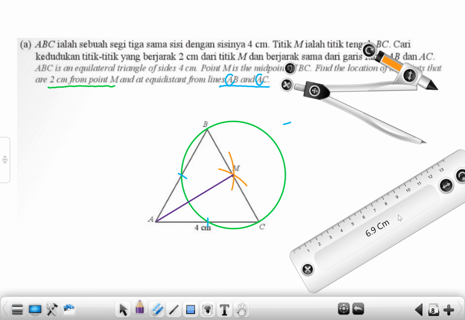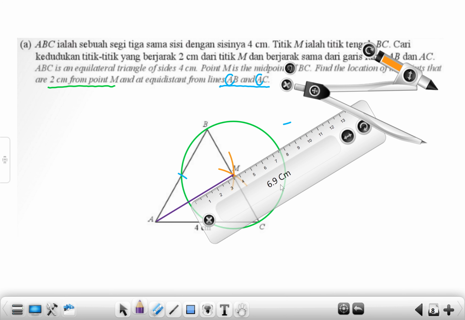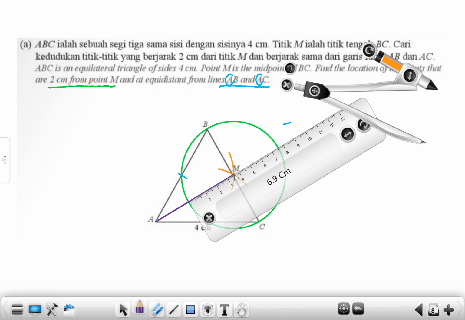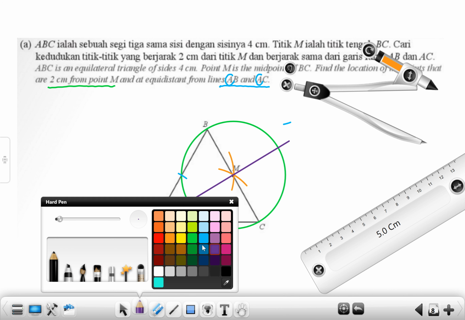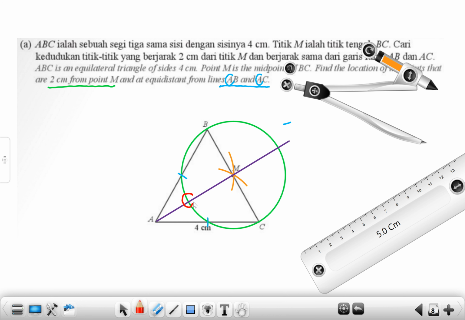So where is the intersection of the two loci? How many intersections do you have in the diagram? If you extend your locus over here, you are going to get another one at the back there, isn't it? But for the answer, only one here. Where is our intersection? Here. One only. Okay, girls? Because our answer will be in our equilateral triangle only. Got it? Okay.